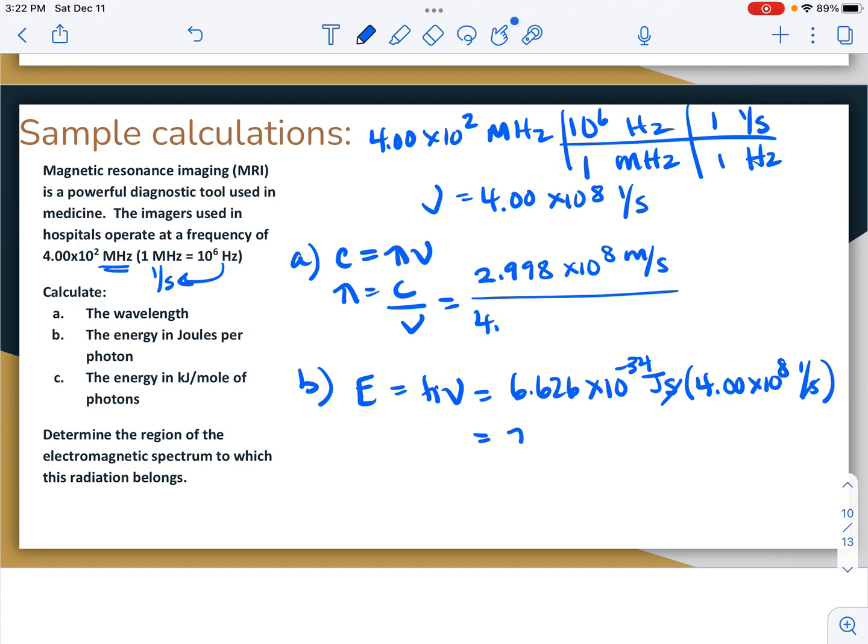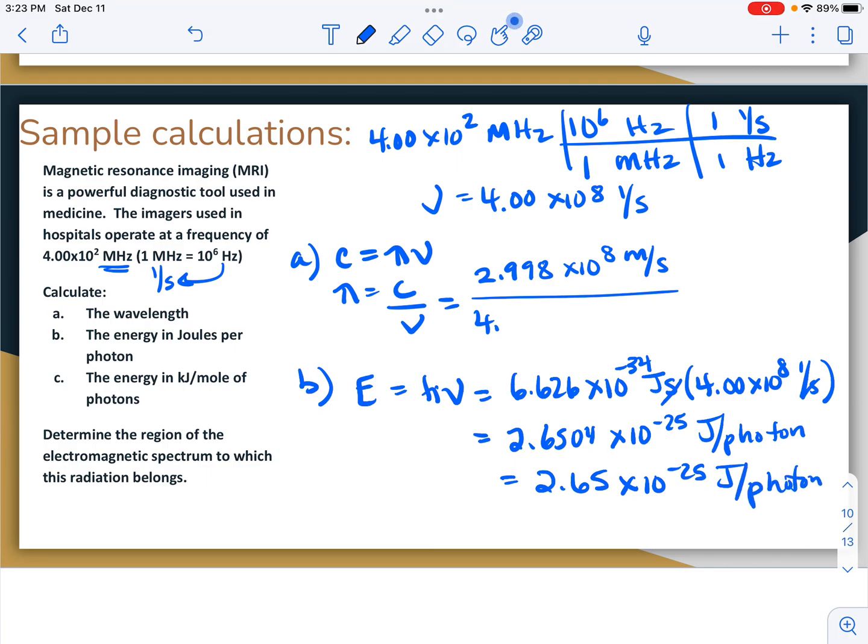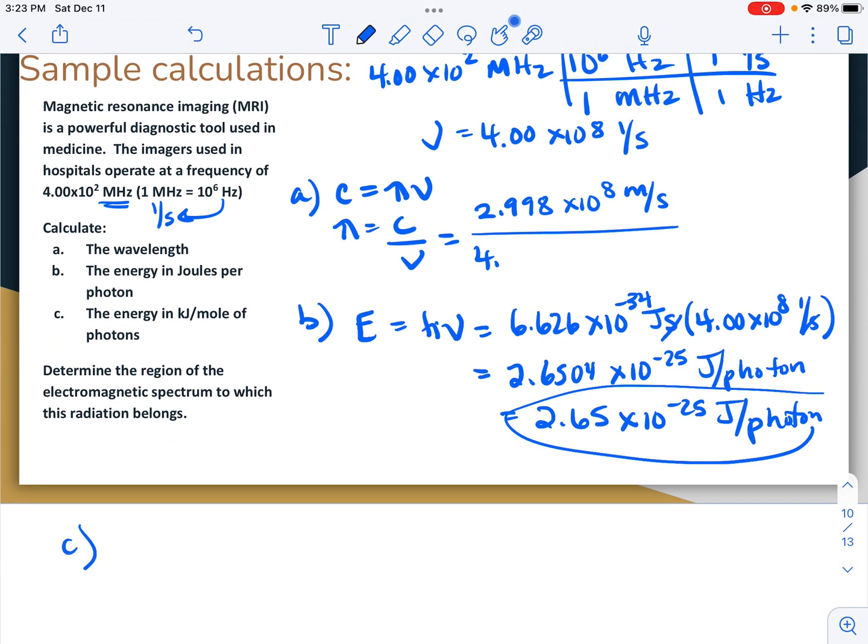And I calculated 2.6504 times 10 to the negative 25th joules per photon, which is actually a pretty small amount, and with three significant figures would be 2.65 times 10 to the negative 25th joules per photon. So you can see how you use that formula. And then they want this in kilojoules per mole. So I'm going to come back and use the expanded version, not the rounded version.